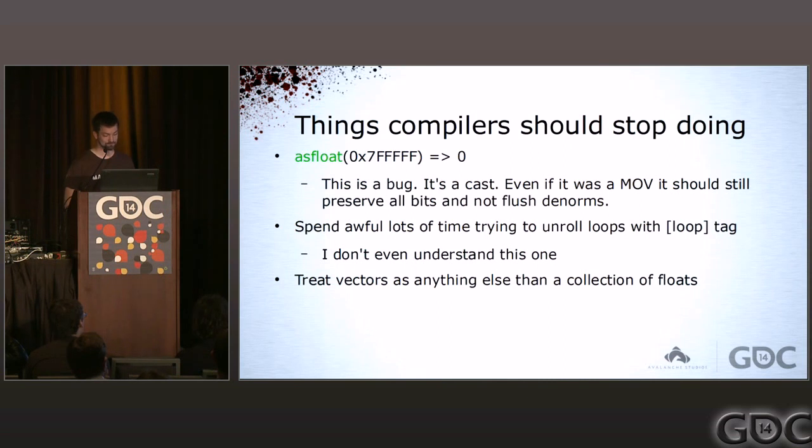A lot of compilers spend a lot of time, I don't know, probably trying to unroll loops, even if you mark them as a loop. If you have a shader looping from 0 to 10, and then you turn that to loop 0 to 100,000, suddenly your shader takes a lot longer time to compile, even if you mark it as a loop, which makes no sense at all.